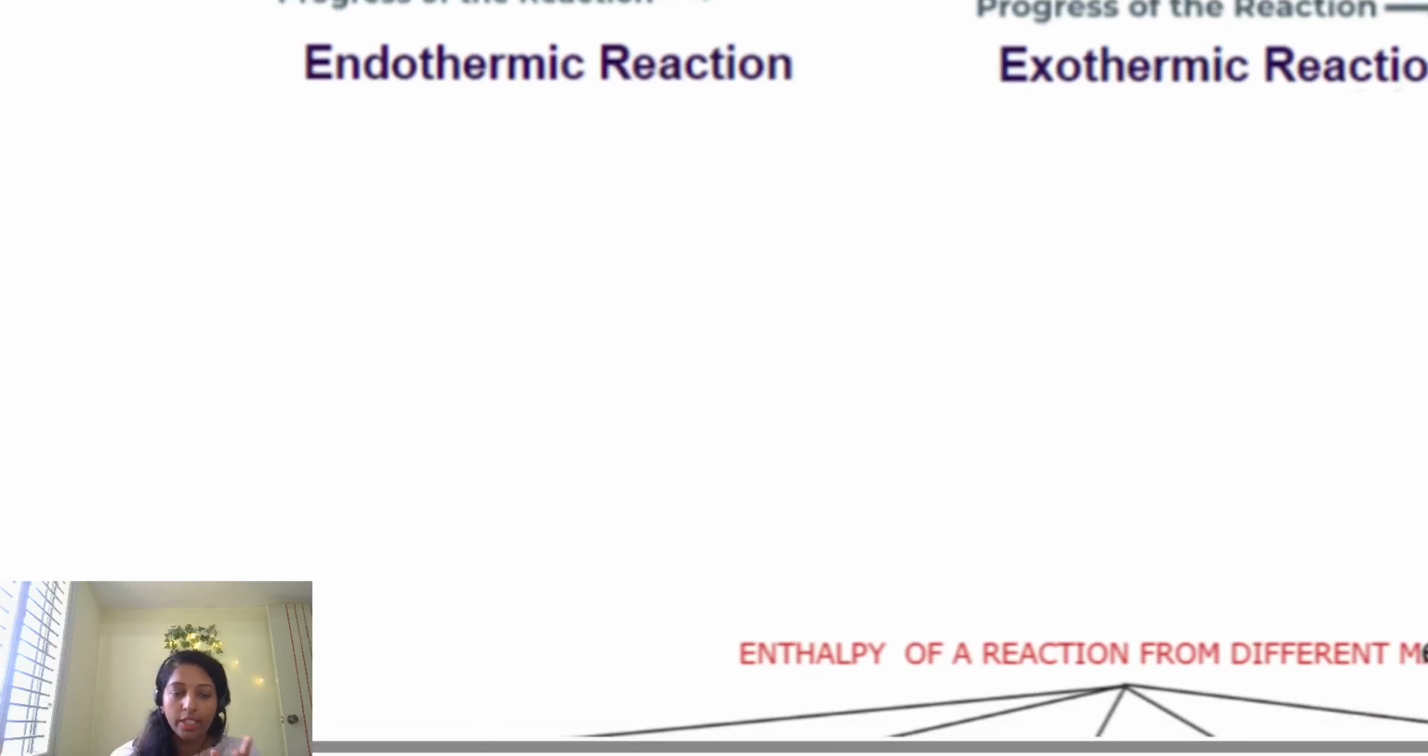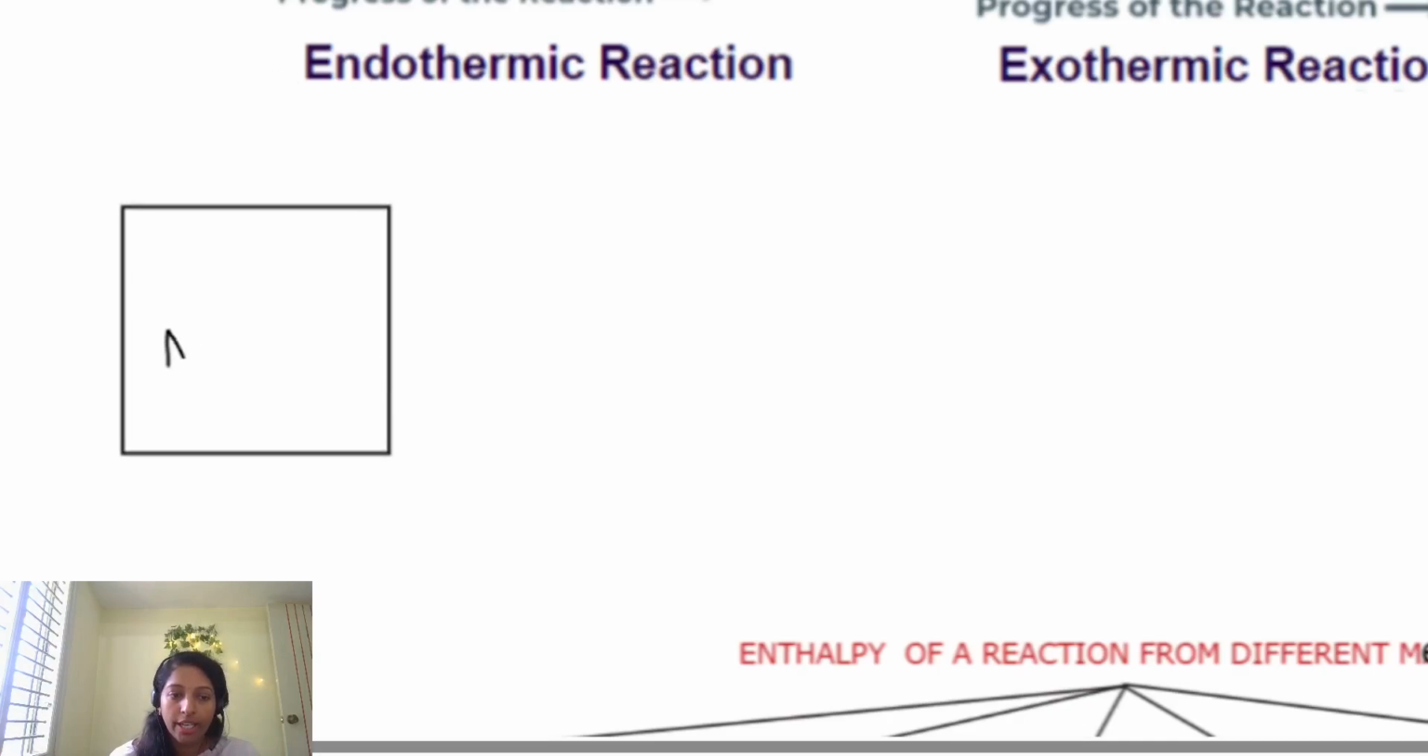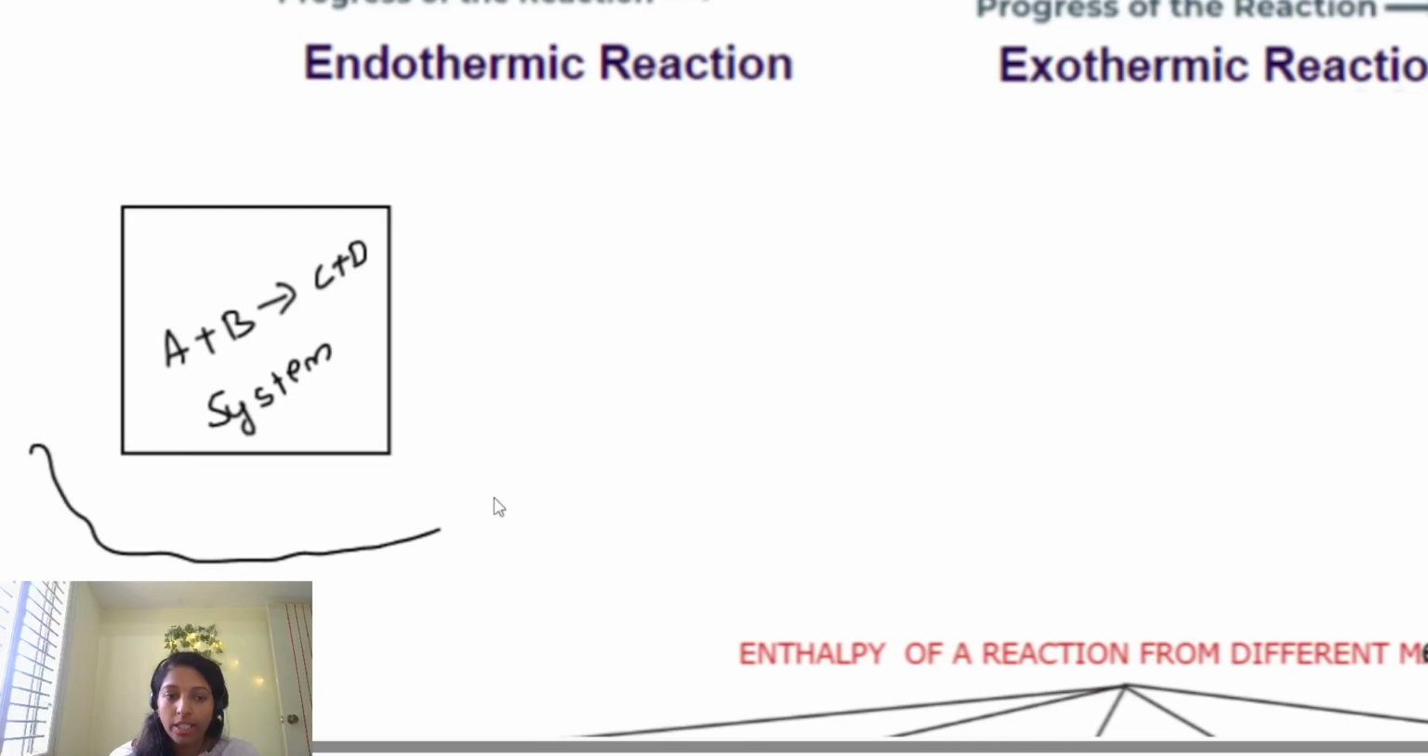And then you will study what is meant by system and surrounding. If you need to calculate the reaction enthalpy for some particular reaction, A and B giving C and D, taking place inside a container, then the inside of the container is what we call our system, and everything other than the system is what we call the surrounding. So in an endothermic reaction, the energy is transferred from surrounding to system. The system is taking the energy. We are always taking the point of view of the system.